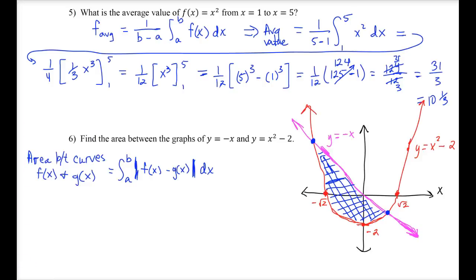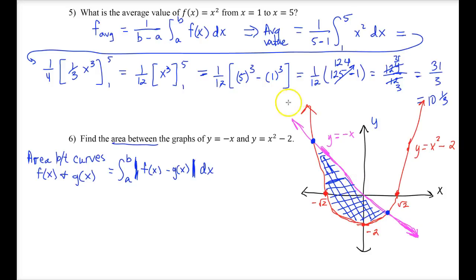All right, so now that we have our graph drawn here, let me go ahead and put a y right here real quick. Now we see that we have our function y equals negative x, which is in the pink, and we have y equals x squared minus 2, which is our parabola here in the red. And what we want to find is the area between these curves, so we're trying to find all this area here in the blue.